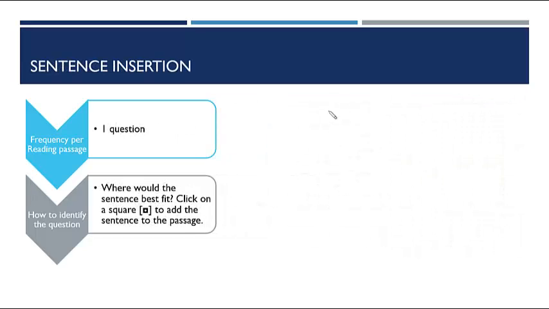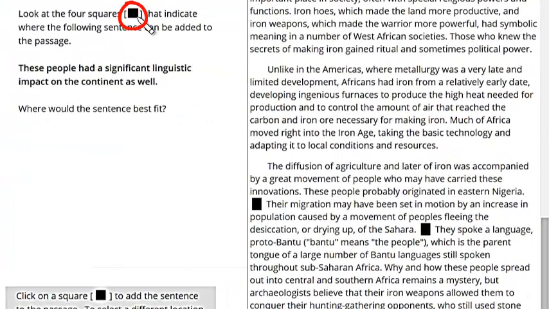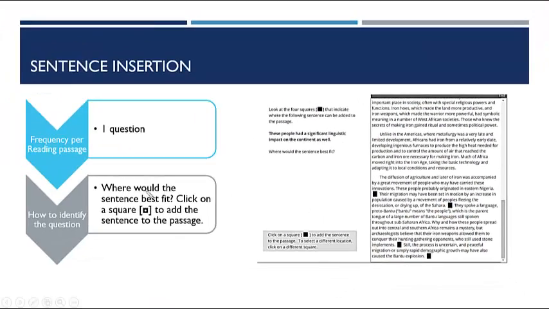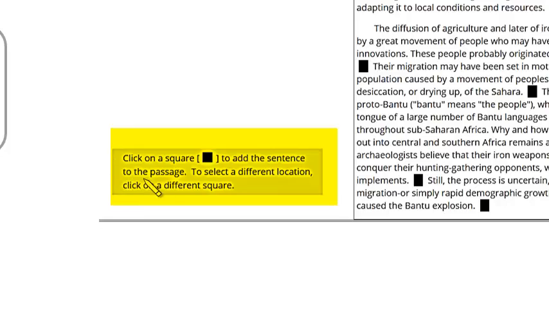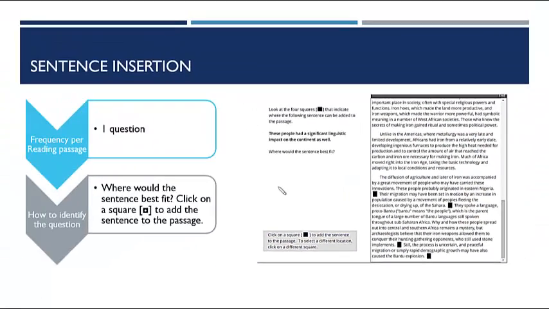Then we have sentence insertion. You are going to find just one question per reading passage and you are going to know if this is a sentence insertion first just by looking at these black squares, and also because of the phrase, where will the sentence best fit? Click on the square to add the sentence to the passage.